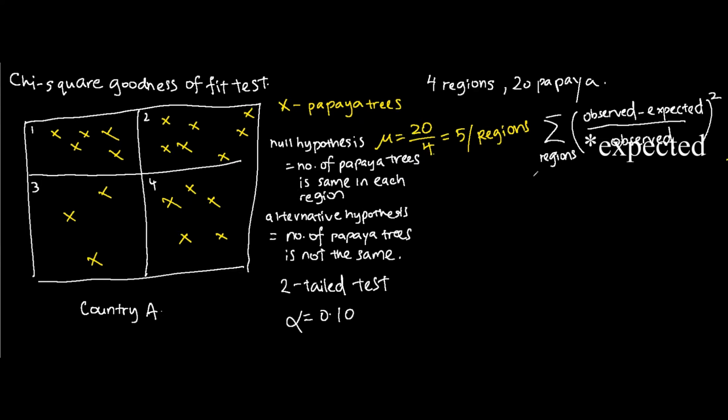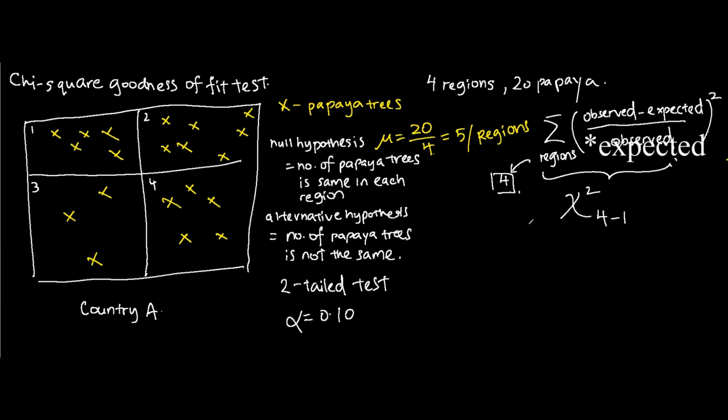All right, so because we have 4 regions, this whole summation of the squares of the observed minus expected over the observed follows a chi-square distribution. And because we have 4 regions that we are looking at, my degree of freedom is actually the number of regions minus 1. Okay, so the question a lot of people ask is, why is it minus 1?